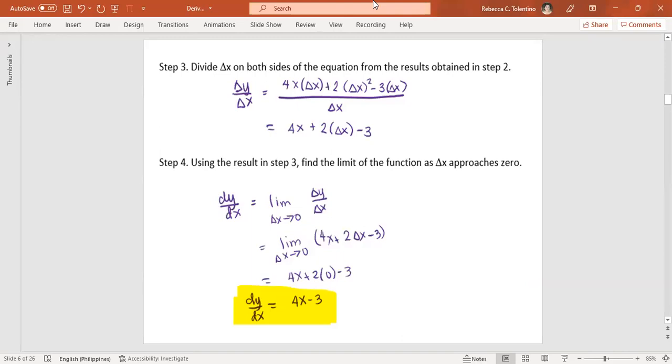So we divide 4x delta x by delta x. So we have 4x. 2 delta x squared divided by delta x. So we have 2 delta x. And minus 3 delta x divided by delta x. So we have minus 3.